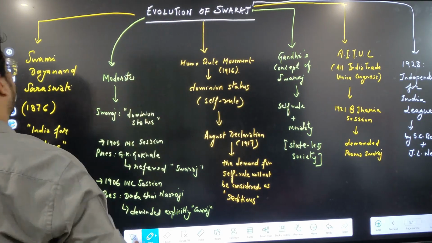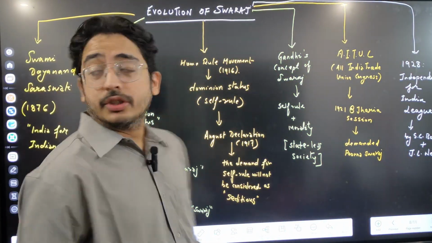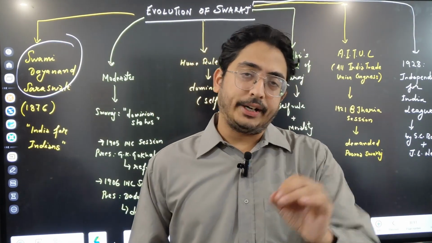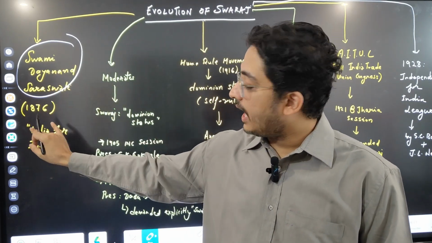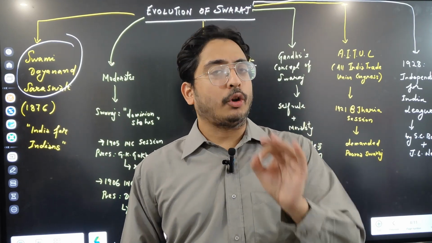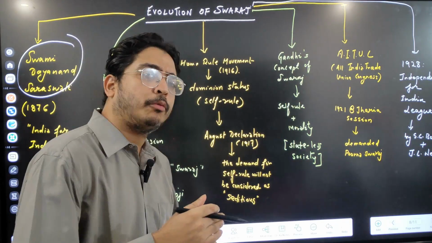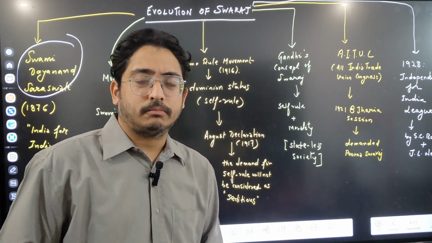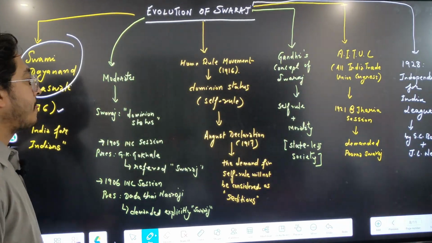So evolution of Swaraj, first of all, when we talk about evolution of Swaraj, it was Swami Dayanand Saraswati who first coined the term Swaraj and said it is India for Indians. India is for Indians and they will rule themselves. Fine. But he did not elaborate more on it, and at that point of time there was no pan-India party also like INC, because the timing was 1876.